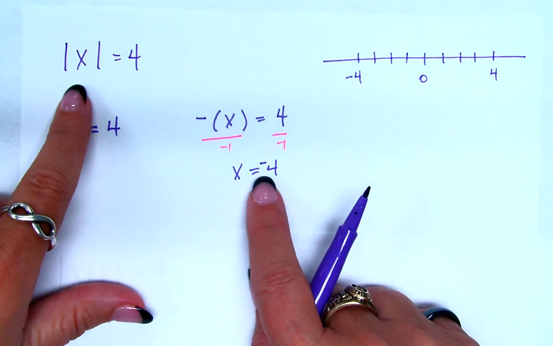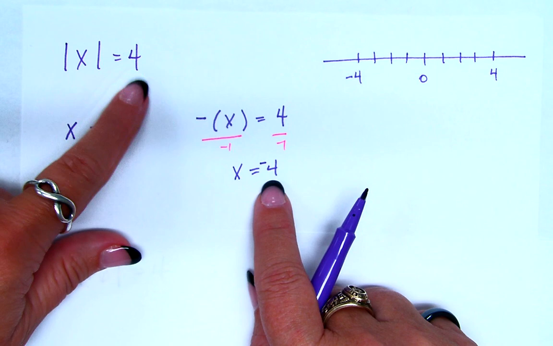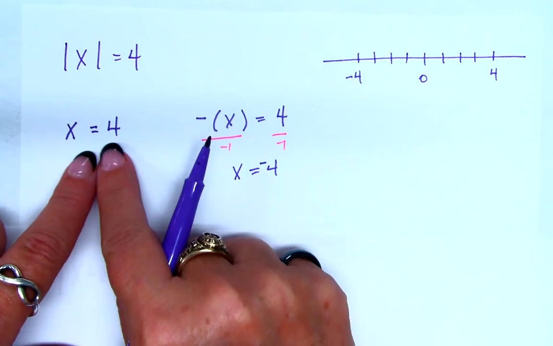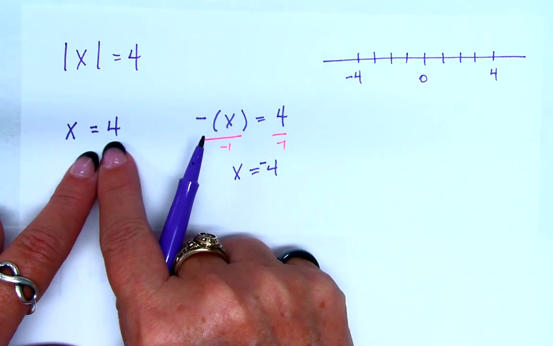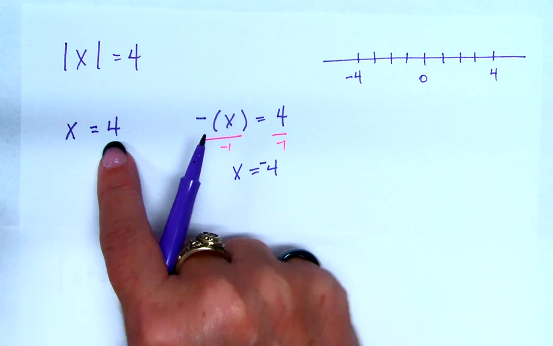So let me ask again. What's the absolute value of negative 4? 4. Does 4 equal 4? Yes. Okay, what's the absolute value of positive 4? It's just 4. Is everybody okay? I'm just a little worried. Is that fair? Okay. We'll try again on the next example.